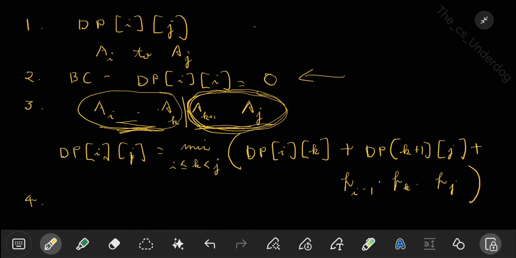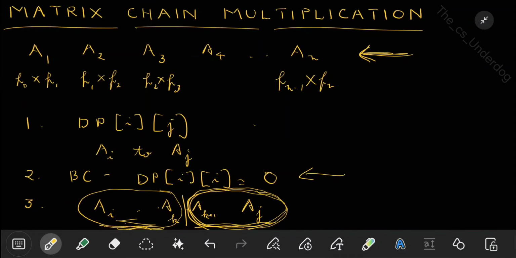This is the important part. You have to fill it diagonally. Why should you fill it diagonally? There is a reason why you are filling it diagonally. The reason is, your dp table will look something like this. This will be your dp table.